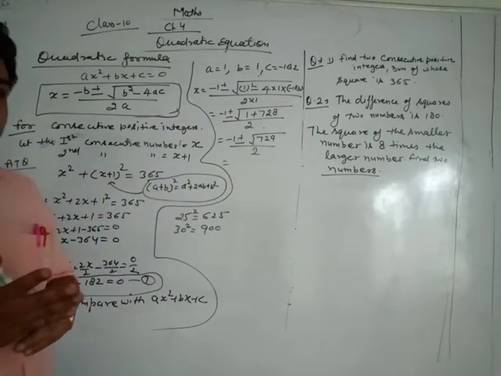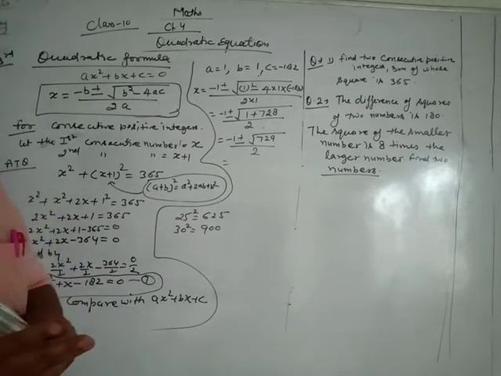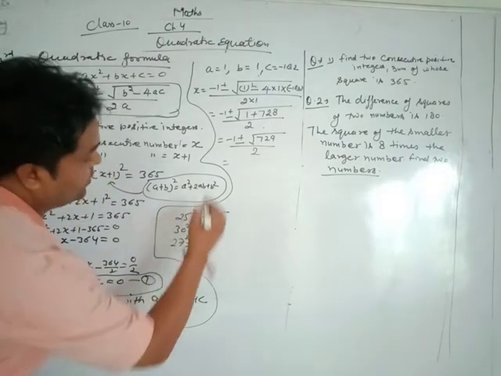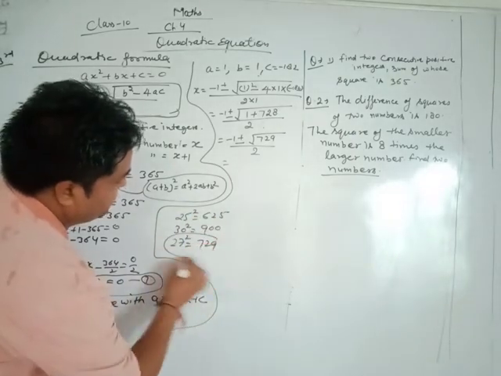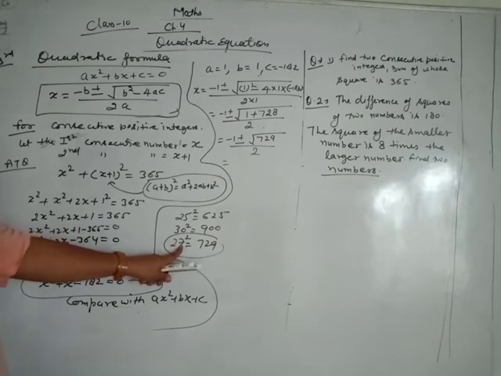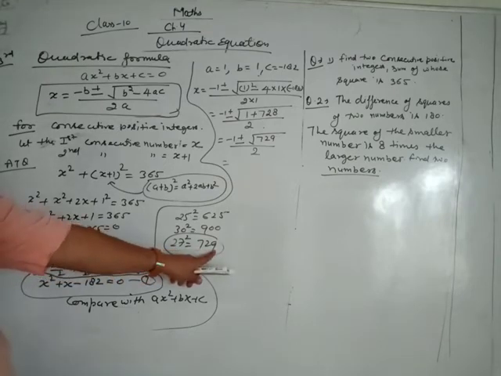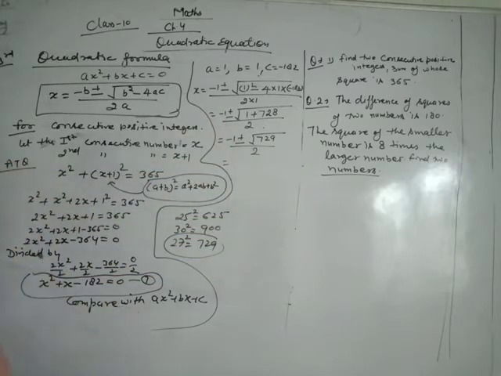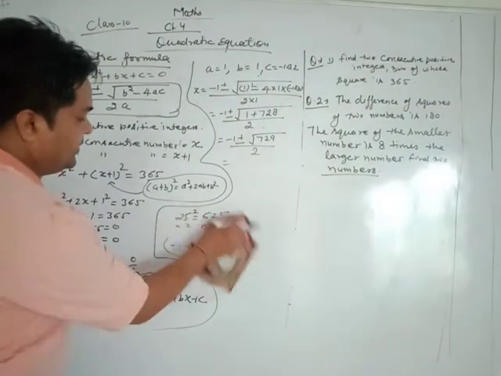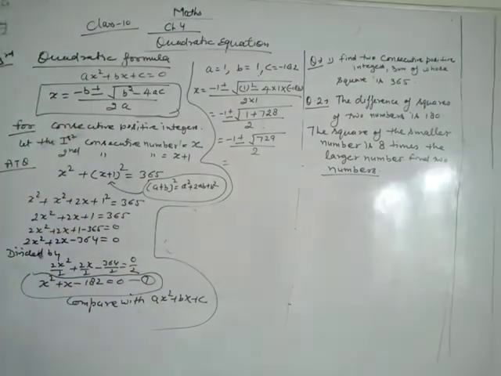26? No, 6 squared is 36. 27? Yes. 7 multiplied by 7 equals 49. It means the number is 27, and 27 square equals 729. Clear? Because the unit place of the square should be 9, in the case of 27. So directly we will check and write it down.